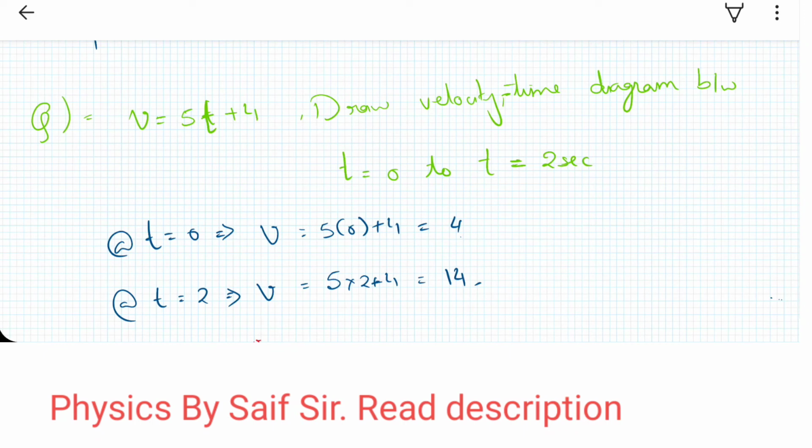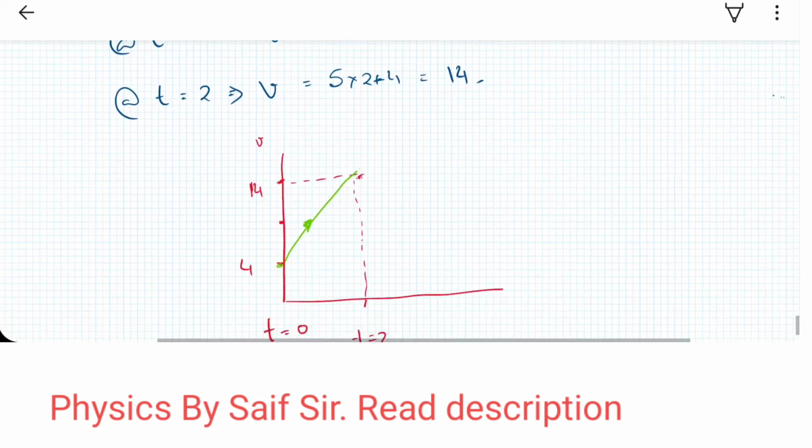Since v is given as 5t plus 4, just substitute the value of t two times. At first, t is equal to 0, what is the velocity? v is equal to 5 into 0 plus 4, which gives you the value 4. And when t is equal to 2 seconds, v is equal to 5 into 2 plus 4, which gives you the value 14. Now draw the graph.